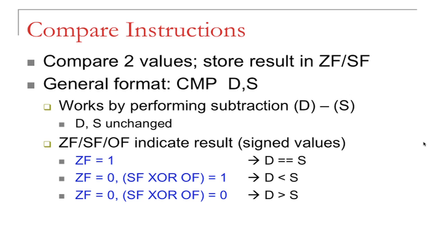When we do the subtraction, we know that the difference is going to be a signed value. So it could be a positive number, could be a zero, could be a negative number. So if it's a positive number, we know that D is greater than S, destination is larger than source. If it's zero, then these two numbers are equal. And if it is a negative number, that means the destination is less than source.